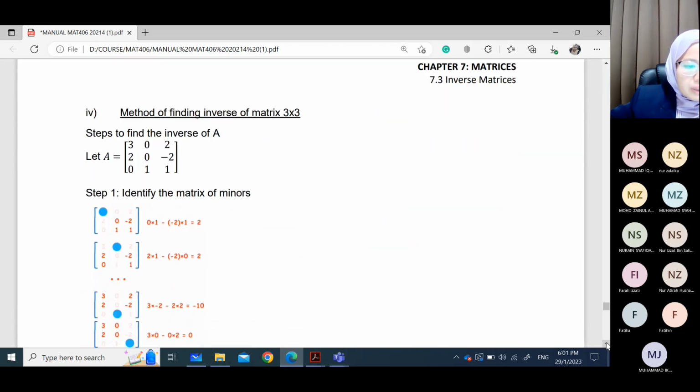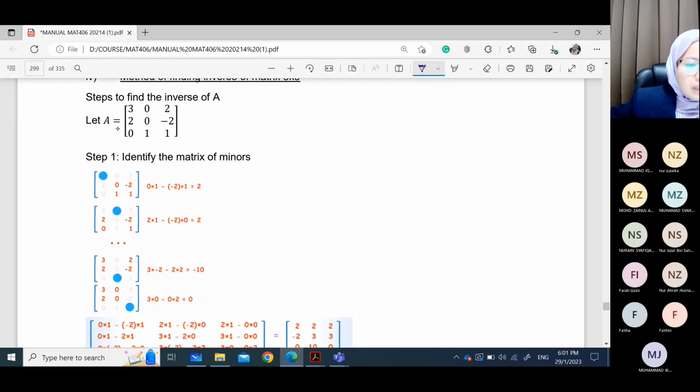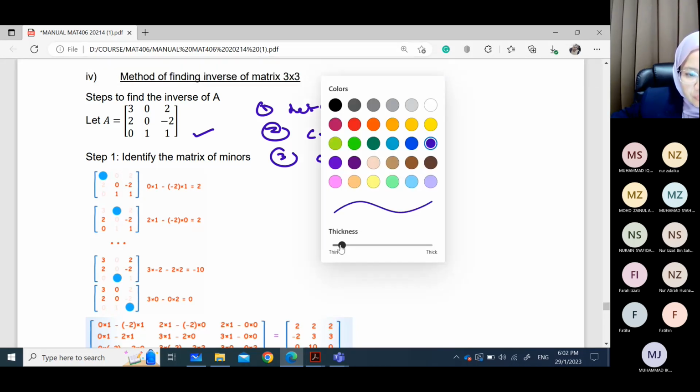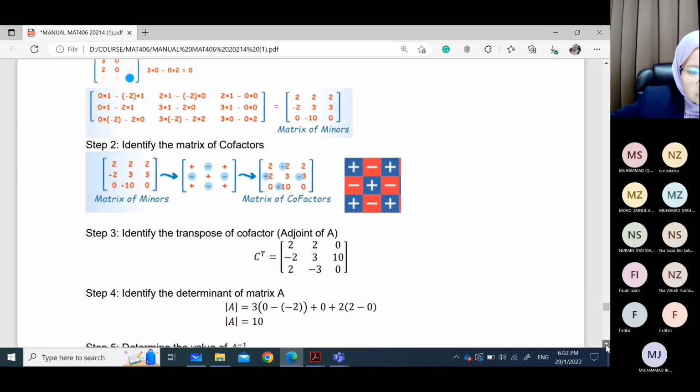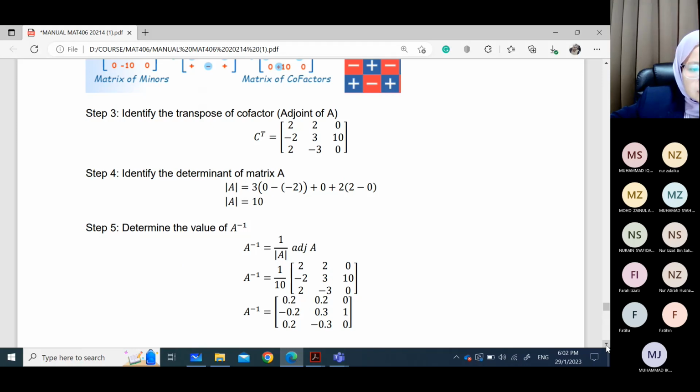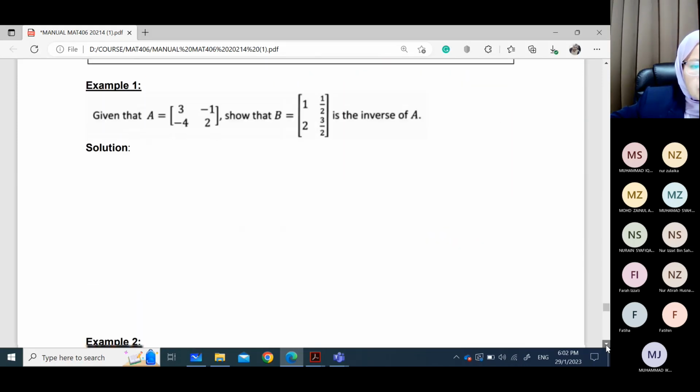So kita tengok 3 by 3 matrix. Okay, so let A, this is our matrix. Okay, so macam saya sebut tadi. First kita kena cari determinant of A. Second, find cofactor. Yang ketiga, find C cofactor transpose. Okay, right. Okay, so ini kalau tak faham tak apa. Okay. Kita tengok example terus.